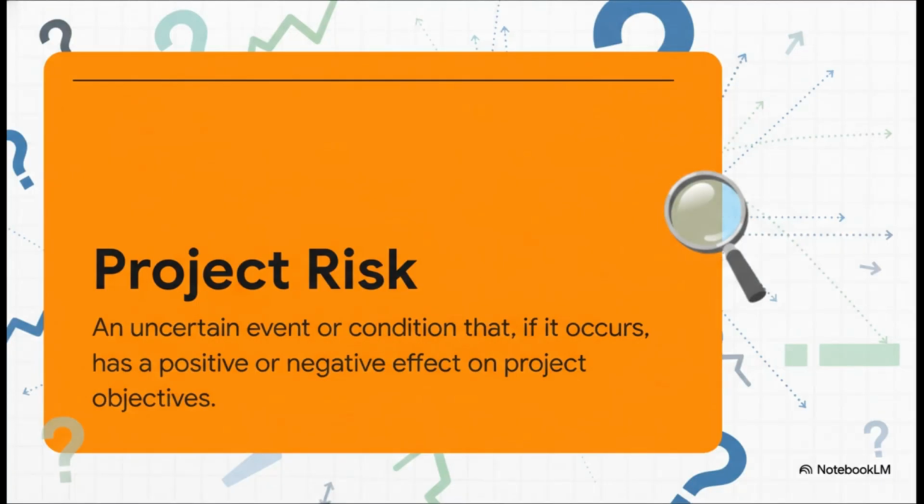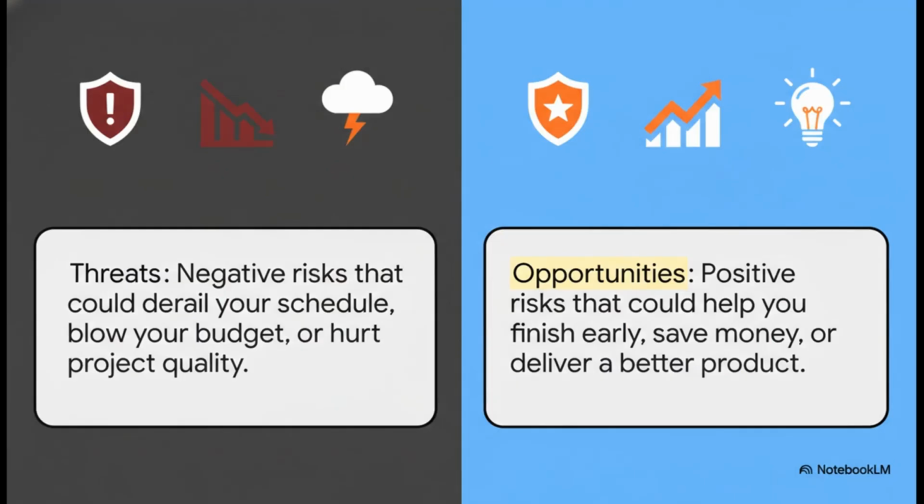So what are we actually looking for here? Well, if you look at the official definition from the Project Management Body of Knowledge, the PMBoK, a project risk is basically any uncertain event or condition that, if it happens, could have a positive or a negative effect on your project goals. The key word there, the one I really want you to focus on, is uncertain. We're not talking about things we know are going to happen. We're talking about the what-ifs. And this is absolutely crucial to remember. Risk isn't always a bad thing.